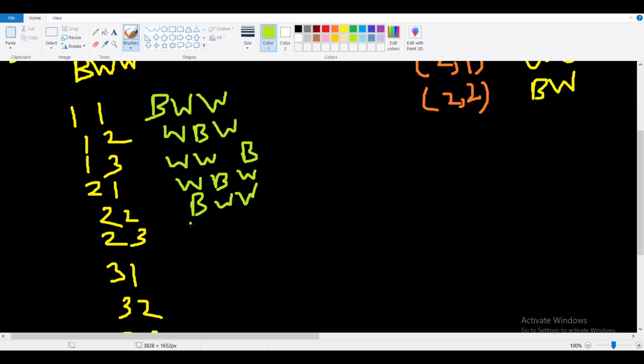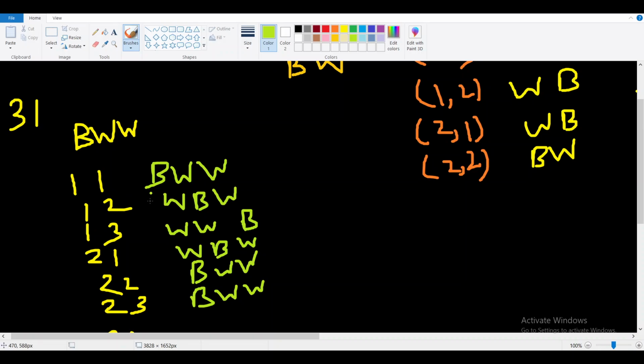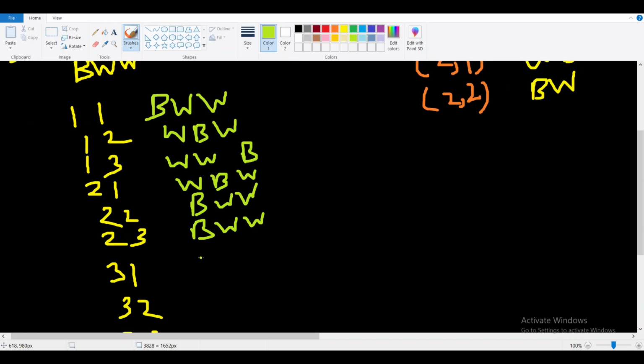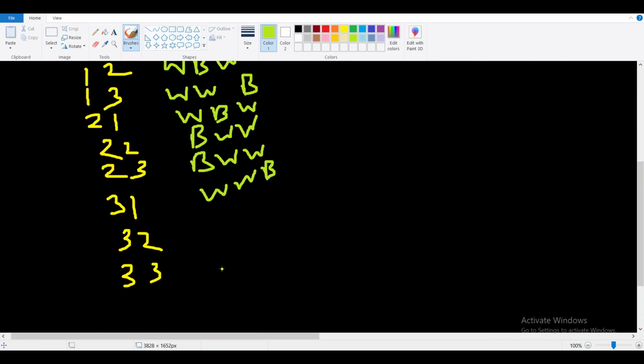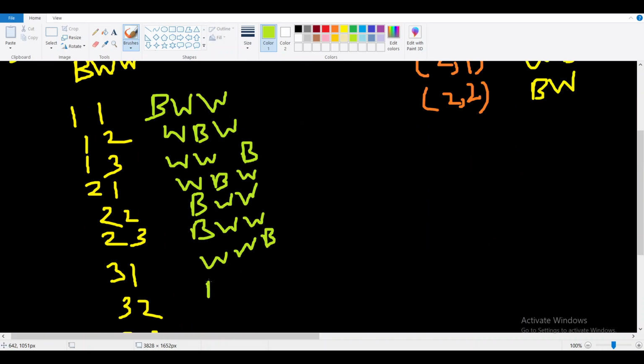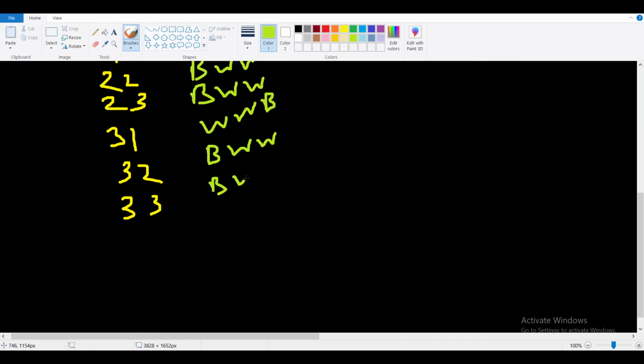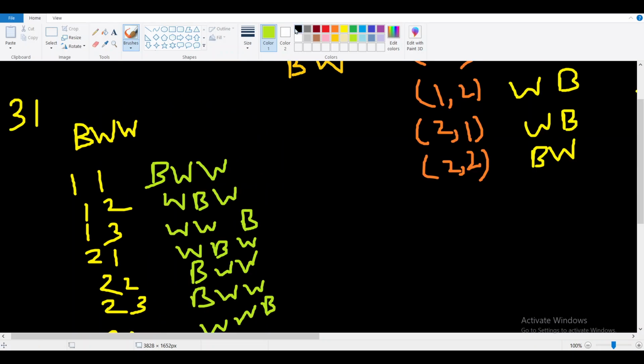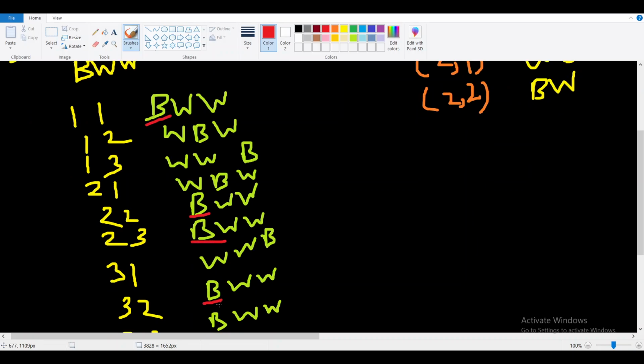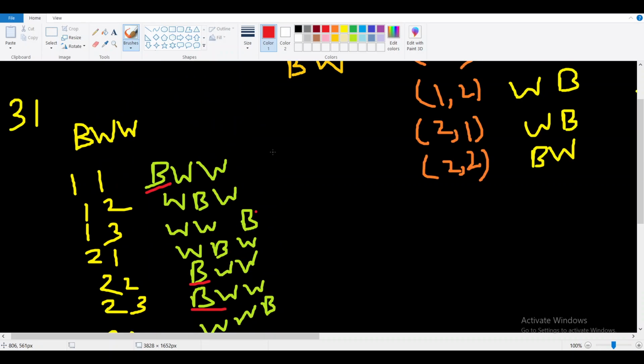2 3 will also not change the configuration, so BWW. 3 1 means 1 3, so we can say WWB. And 3 2 will not change anything either, so it will be BWW. And 3 3 will also not change the initial configuration. So here you can see how many cases the black ball is at the first position: 1, 2, 3, 4 and 5. So the probability of the ball being at the first position is 5 by 9, so 5 by 9 into 1.